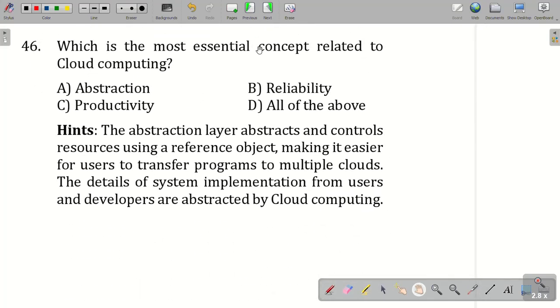Which is the most essential concept related to cloud computing? Abstraction, reliability, all of the above. The abstraction layer abstracts the control resources, so the correct answer is A.